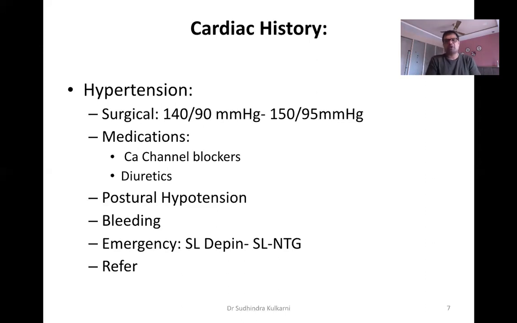Apart from that, there is a certain drug you need to keep in your emergency kit for hypertensive patients. That would be a sublingual nifedipine or a sublingual nitroglycerin. You need to keep them in your clinic. Always have some physician as your friend who can come and see your patients.